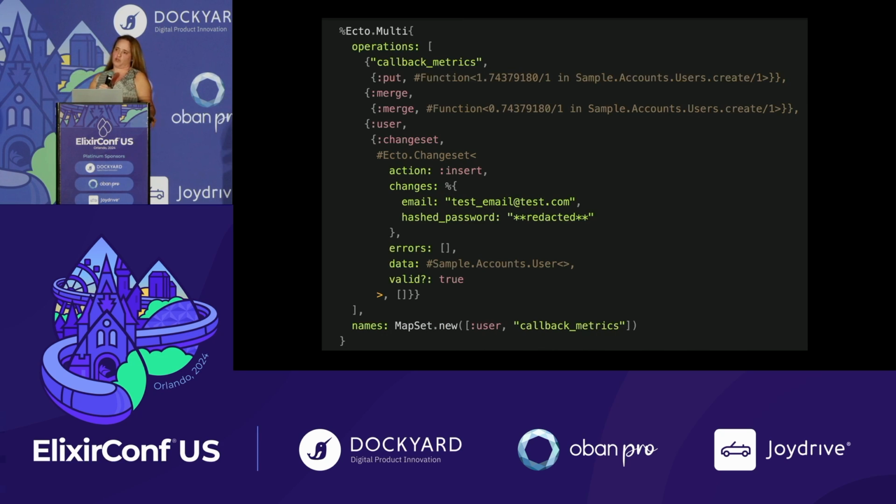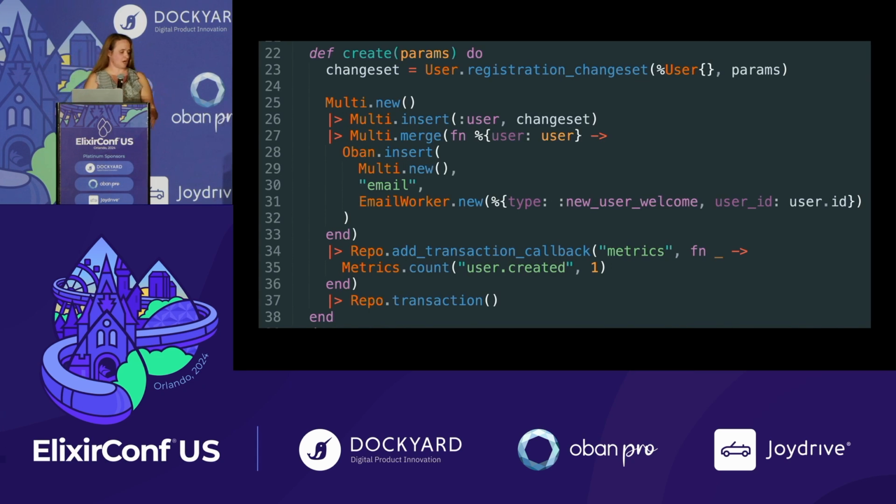This multi, before you actually execute it, is going to look like this. And you'll notice that this is not quite as helpful anymore. We have this merge. Sometimes merge ends up in there in ways that you can't necessarily see what's in there. But if we look back at the code, we can kind of see it's the Oban job getting merged in.